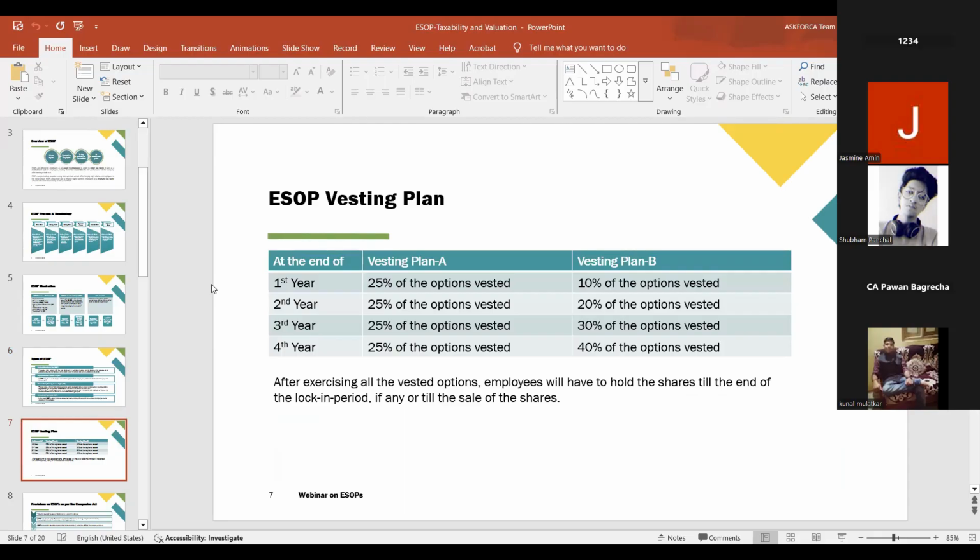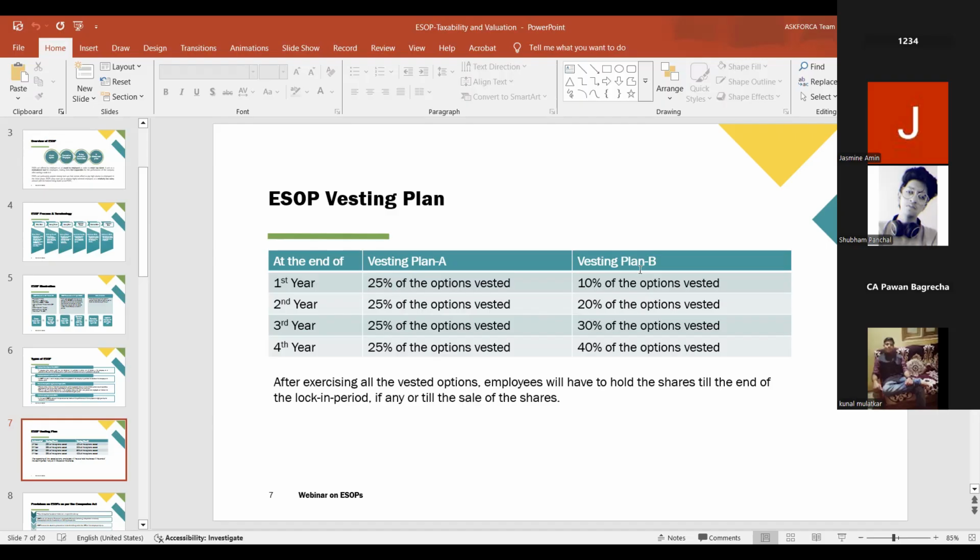This is the vesting plan that generally happens in companies: initially the vesting period is 4 years, and in the first year the employee will get 25% of the options, and in the second year 25% of the options. It can be divided across the 4 years.